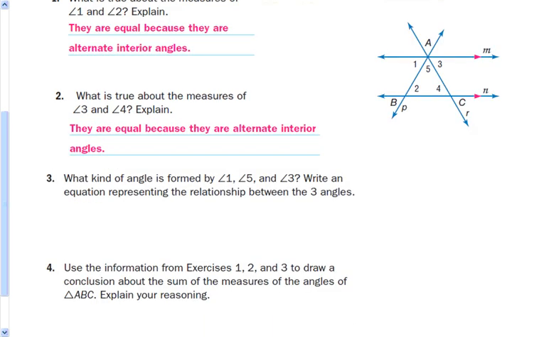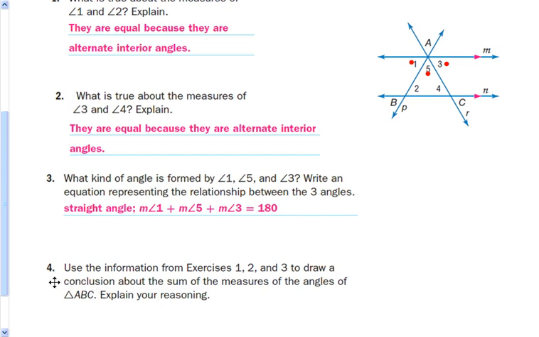Now number 3 says, what kind of angle is formed by angles 1, 5, and 3? So let's take a look at those angles right here. 1, 5, and 3. Write an equation representing the relationship between the three angles. First of all, they form a straight angle. Do you see line M? See how all three of them together form this line, line M? So all three of them together are going to equal 180.